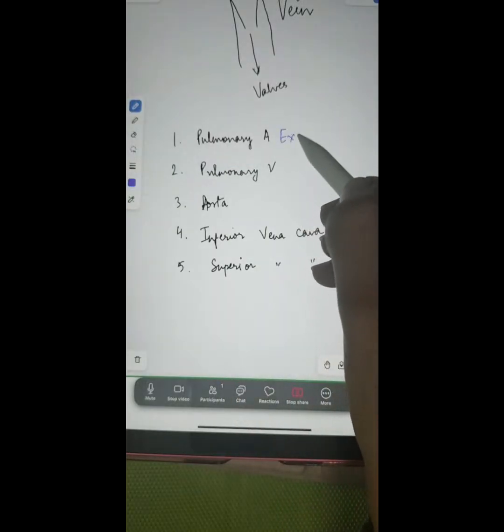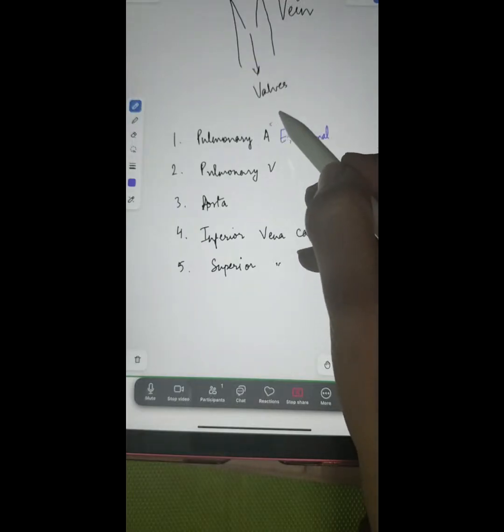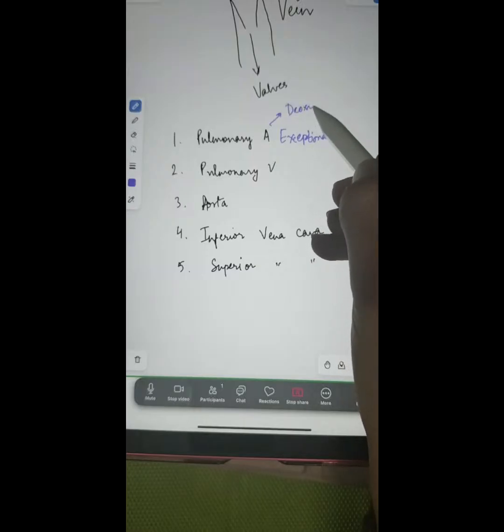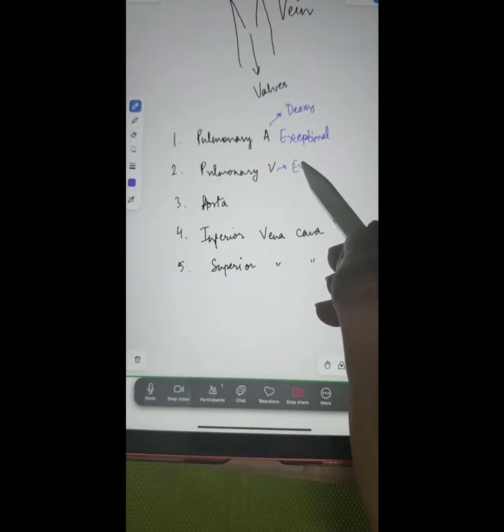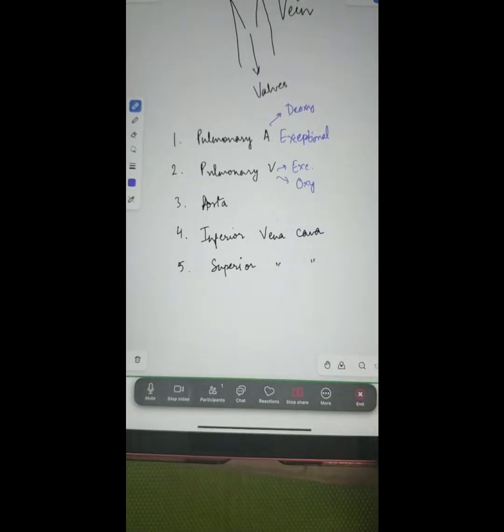This is exceptional. Why am I saying that it is exceptional? Because all the arteries carry oxygenated blood, but this is carrying deoxygenated blood. This is also an exceptional vein. Why? Because all the veins carry deoxygenated blood, but this is going to be carrying oxygenated blood. So before I explain the human heart, you must know these five blood vessels names, and then we will study where they are located. So the blood vessels are pulmonary artery, pulmonary vein, aorta, inferior and superior vena cava.